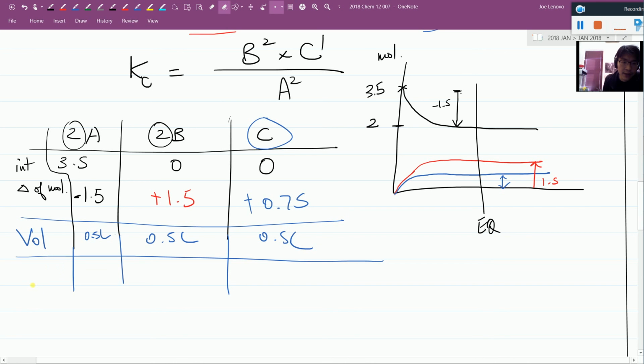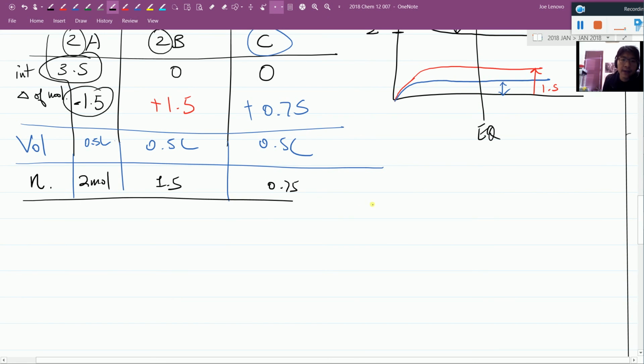Before we do concentrations, we need to calculate the number of moles left over. 3.5 take away 1.5, I have 2 moles left. 0 plus 1.5, I have a 1.5 increase. 0 plus 0.75, I have a 0.75 mole increase.